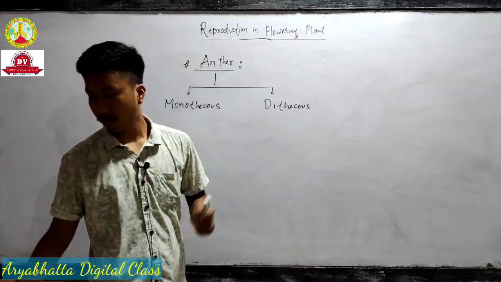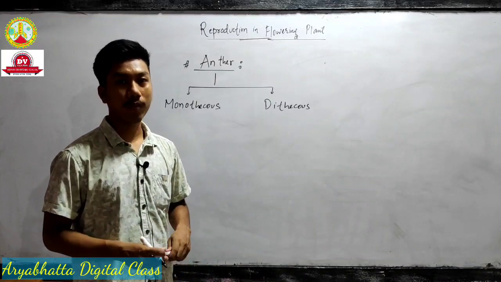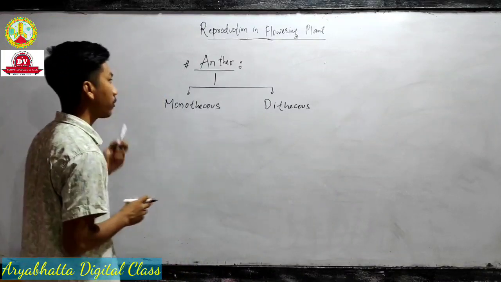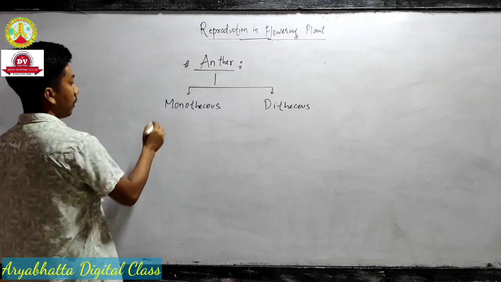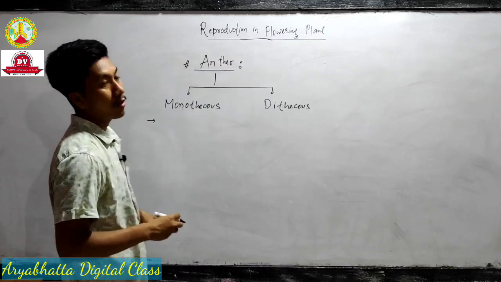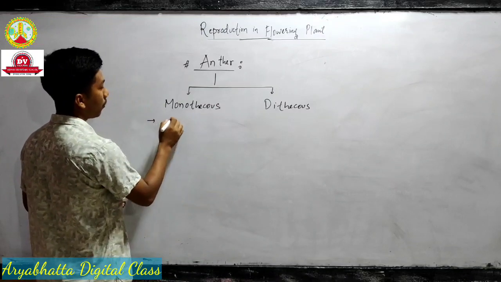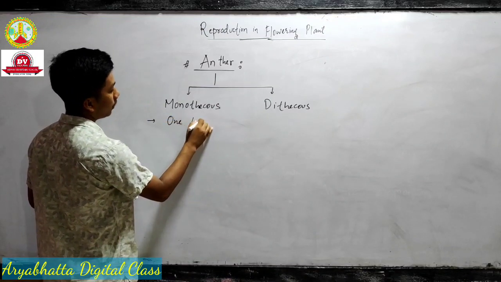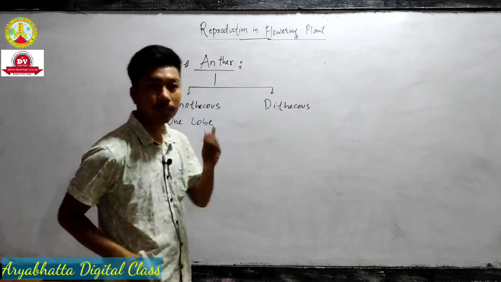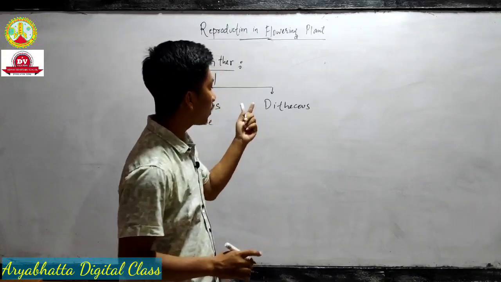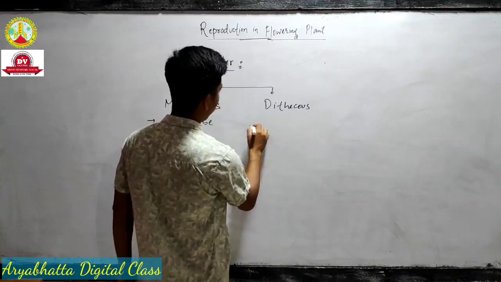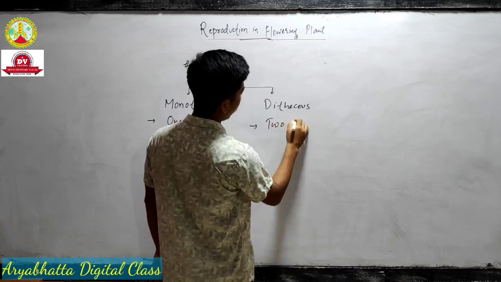Okay, in most angiospermic flowers we find two lobes, but in some cases we also find one lobe. So if the anther contains one lobe only, we call it monothecous. If the anther contains two lobes, we call it dithecous.